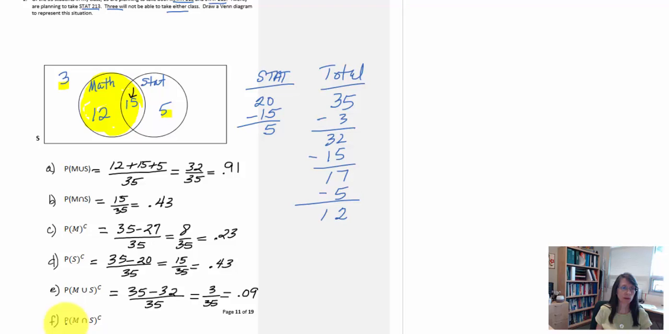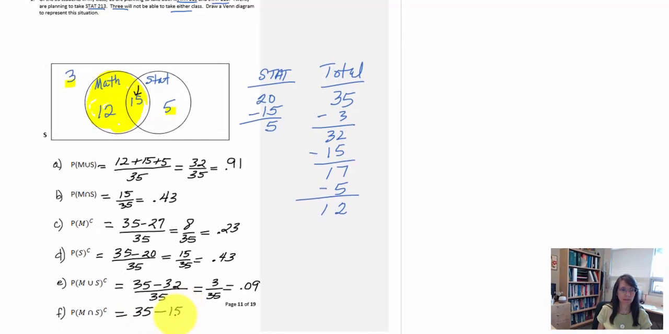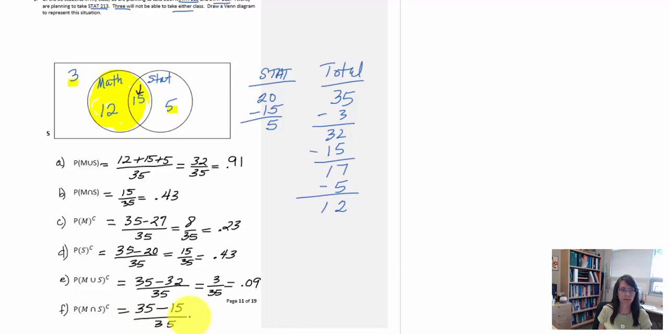For part F, we're looking for the probability that students are not in the intersection of math and statistics. In other words, find how many students are taking both math and statistics, and we want all of the other students, not these students. So math and stats would be the 15 students. We want all of the students, but not these. So that means we're starting with all of our students. We're taking away the intersection of 15 divided by the total number of students. So 35 minus 15 would leave us 20 out of the 35. And 20 divided by 35 leaves us 0.57.